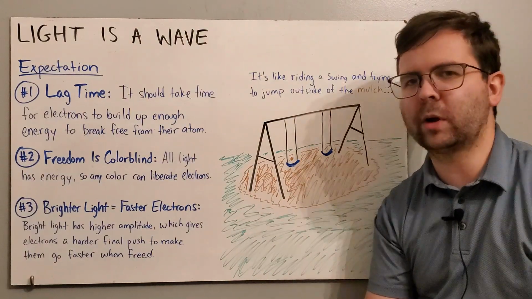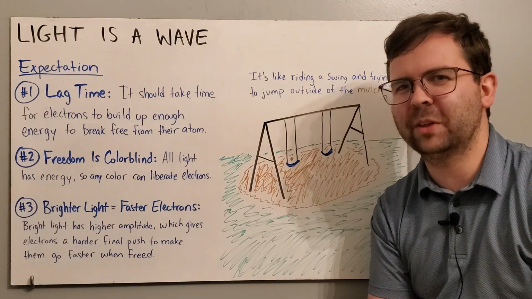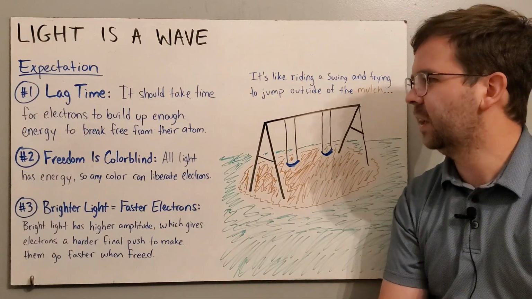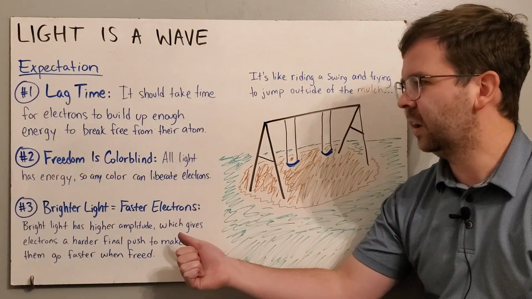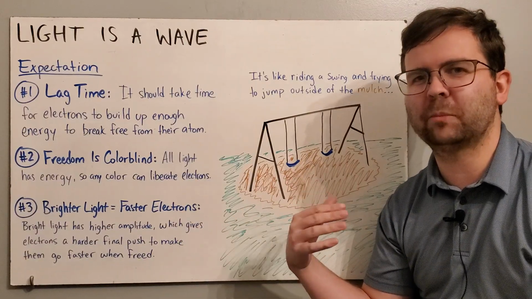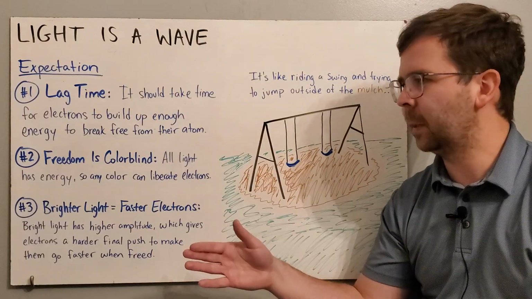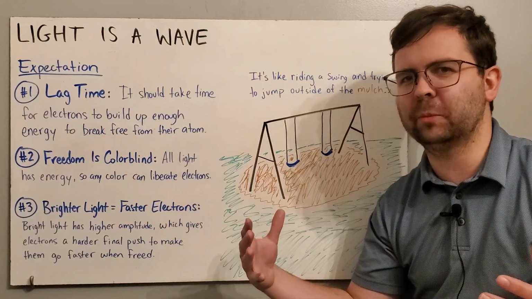Second, it doesn't really matter what color shirt you're wearing. That has no effect on the ability of your swinging to jump outside of the mulch. And then the third comparison I made here is, imagine you had somebody pushing you to give you an extra push. If you have a brighter light, it's kind of like having a stronger person pushing you.